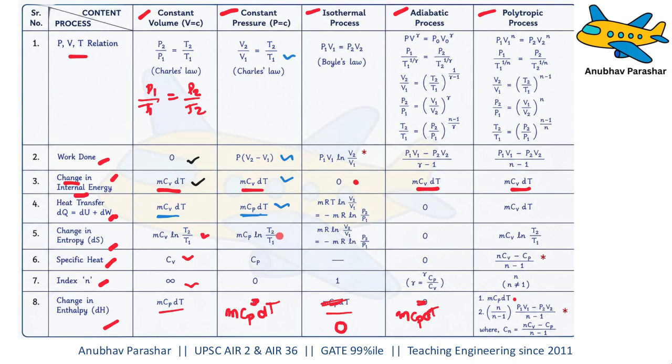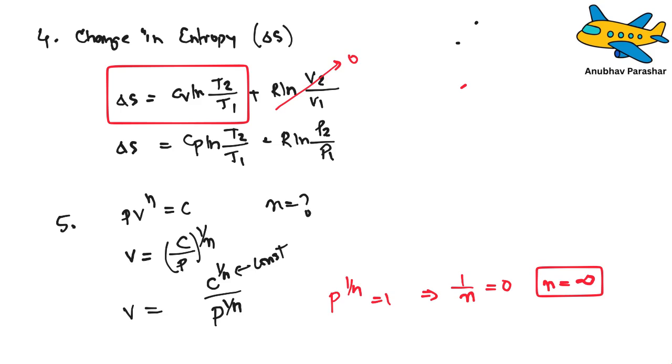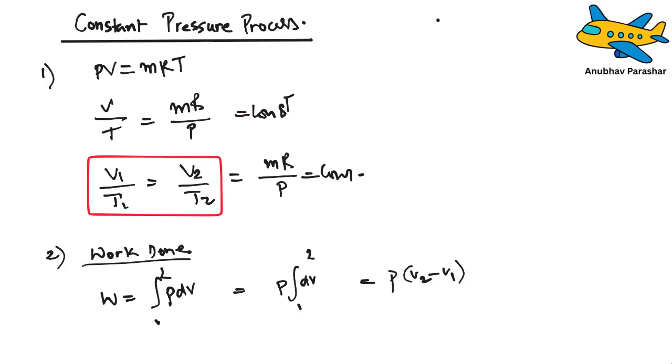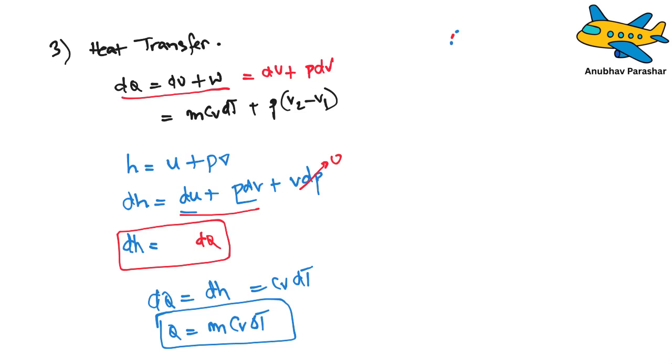Now let us try to calculate the change in entropy. Specific heat, you already know, is Cp, and the change in enthalpy is something we have already calculated. There are two things remaining now. Let us try to calculate them for a constant pressure process. So now we are going to calculate the change in entropy, which is delta S.